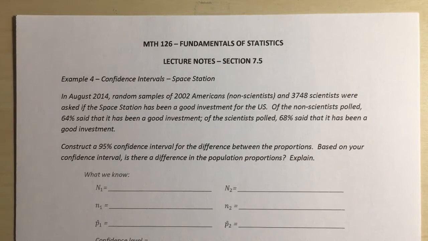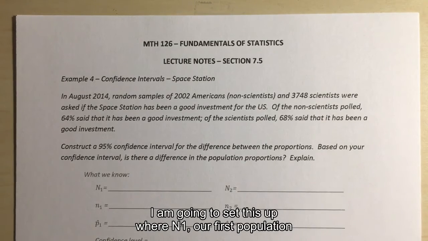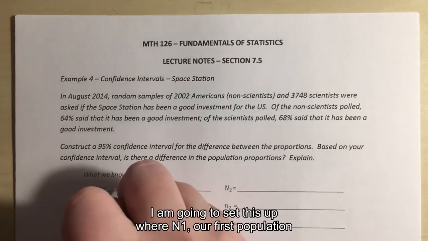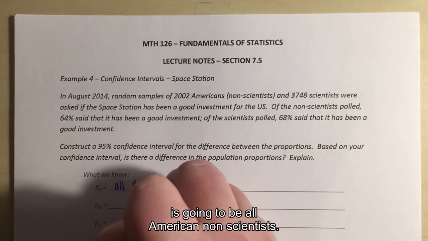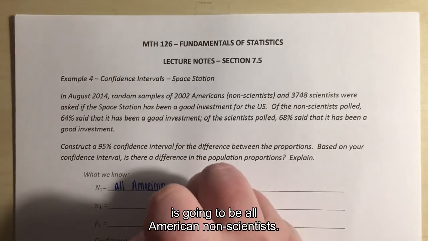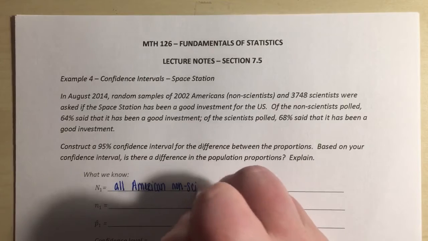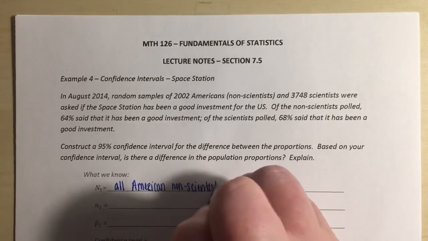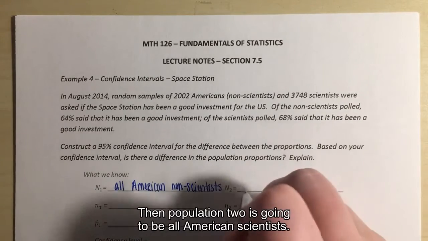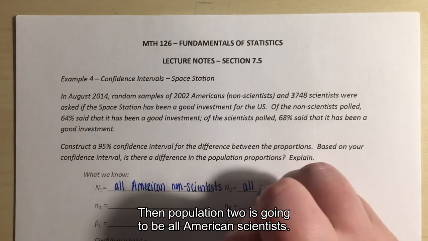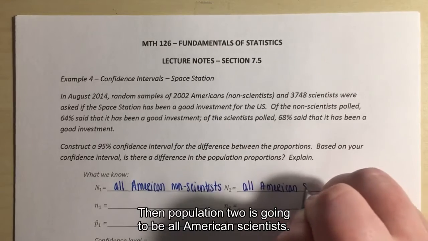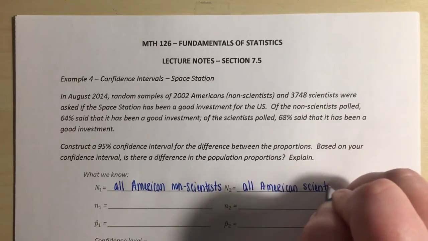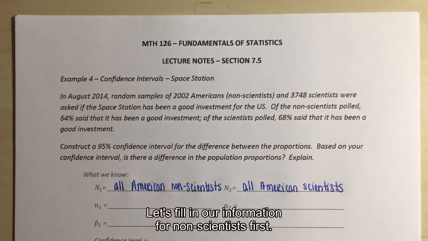All right, so again, it doesn't really matter what we pick for population 1 or population 2 as long as we stay consistent. I am going to set this up where n1, our first population, is going to be all American non-scientists. Right. So then population 2 is going to be all American scientists.